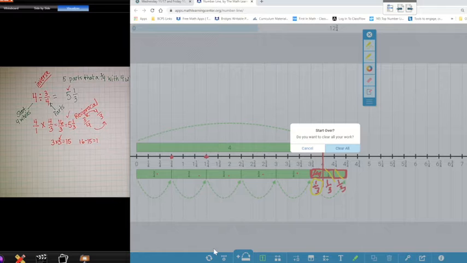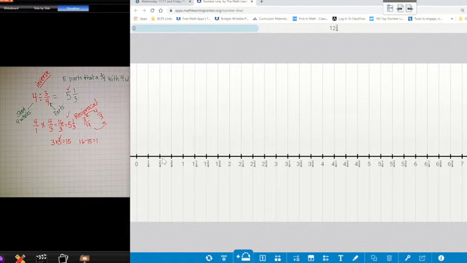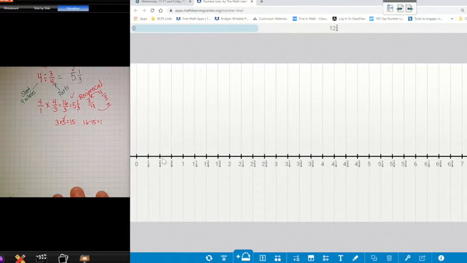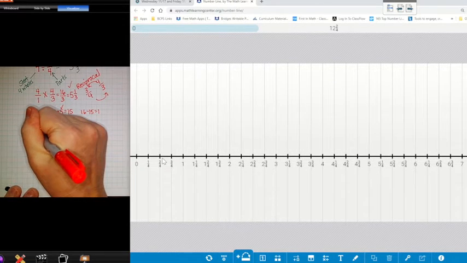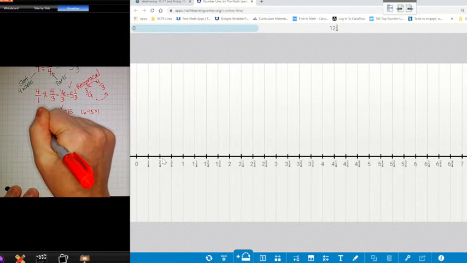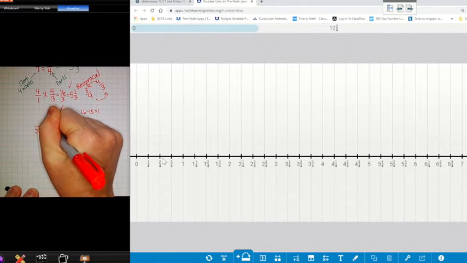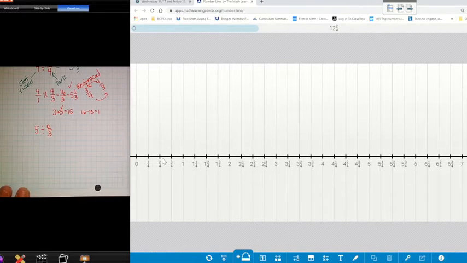All right, we're going to try one more. Refresh. Clear all. Let's try one more. I'm going to scroll this up. And we're going to actually change our parts. Let me think about this. Yeah, let's do 5 wholes divided by 2/3. All right, 5 wholes divided by 2/3.